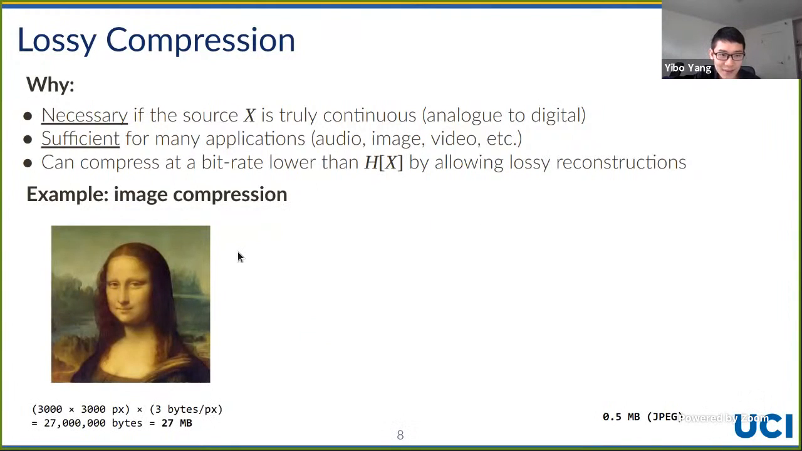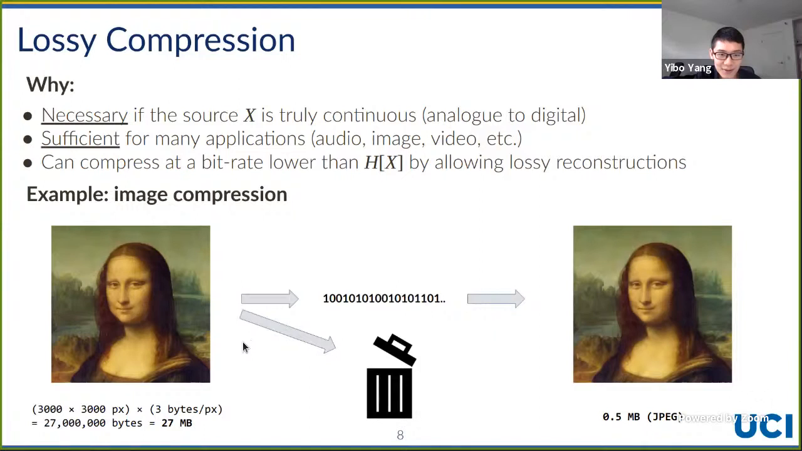So if you just store all these values of brightness naively, then you end up with a really big image. For example, if we have an image that has 3,000 pixels in each dimension, so it's a 9 megapixel image, and we're using 3 bytes for each pixel, then you're looking at 27 megabytes for this image if you just store it naively.